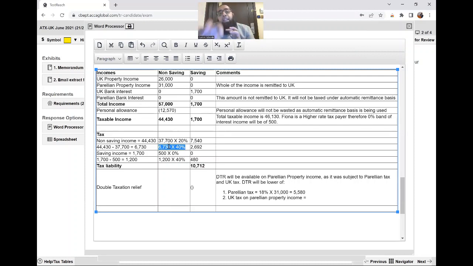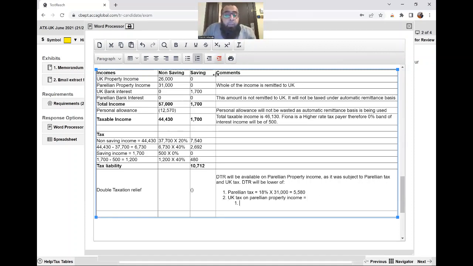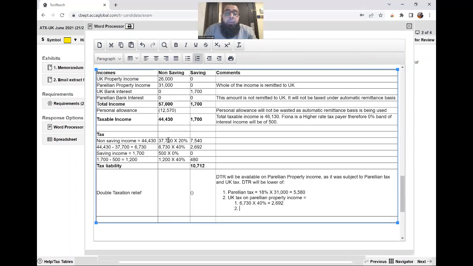Now, obviously, the entire 31,000 cannot go in this 40% band because only 6,730 was taxed at 40%. So on 31,000, 6,730 will go at 40% and the remaining will go at 20%. So UK tax on parallel property income, what will it be? Listen to me, I will repeat it. 6,730 will go at 40%. So that will be 2,692. And the remaining will go in the 37,700 band.